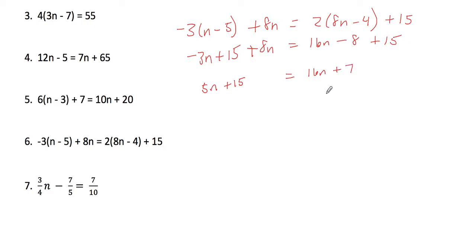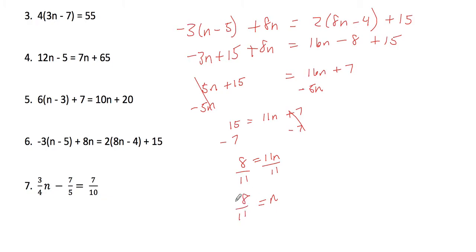All right, so now I have this. So now, a lot of times, when I always have to take the variable from the right side, some people like to make sure that the variable always stays positive. So they might say, let's subtract 5n from this side, all right, and then these cancel out. I'm left with 15 is equal to 11n plus 7. We now subtract 7 from both sides. These cancel out. I'm left with 8 equals 11n. Divide both sides by 11, and we have n is equal to 8 elevenths.